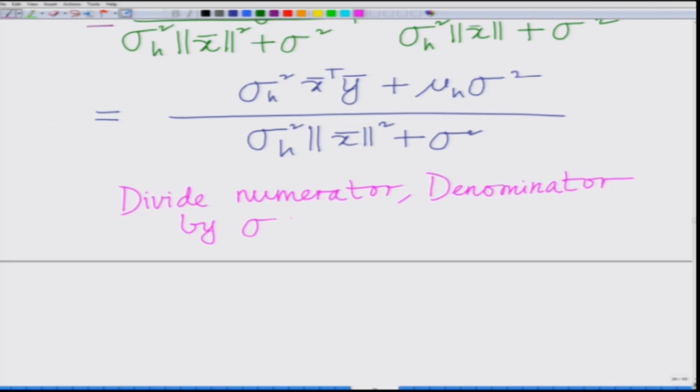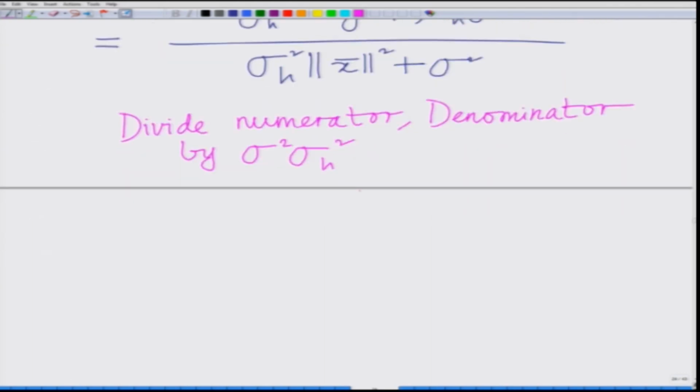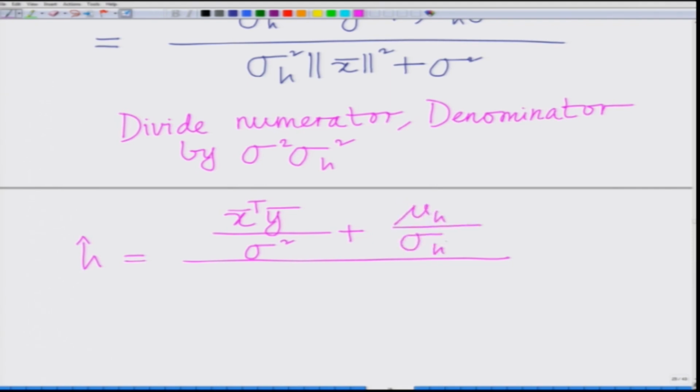Divide the numerator and denominator by sigma square, by the product sigma square sigma h square, and therefore what we will have is h hat, that is the MMSE estimate h hat. This is equal to x bar transpose y bar divided by sigma square plus mu h divided by sigma h square, divided by 1 divided by sigma h square.